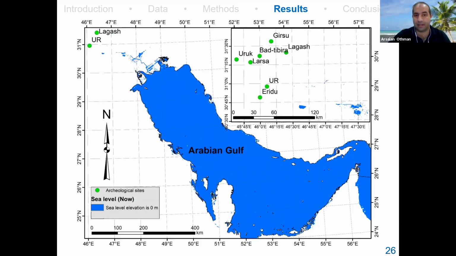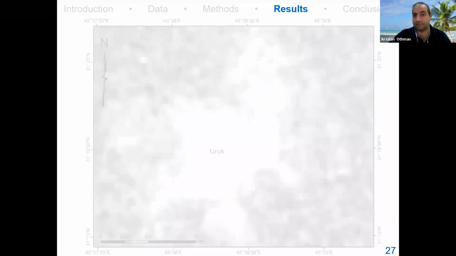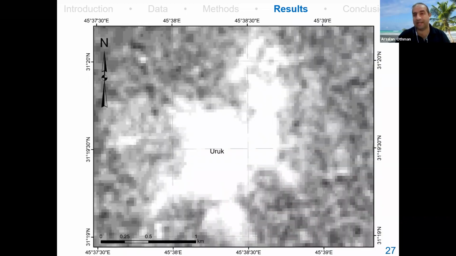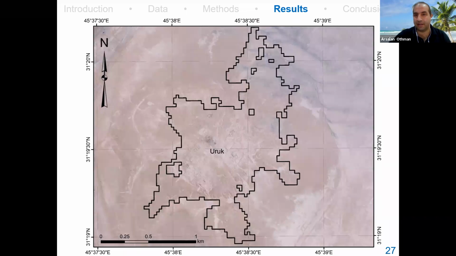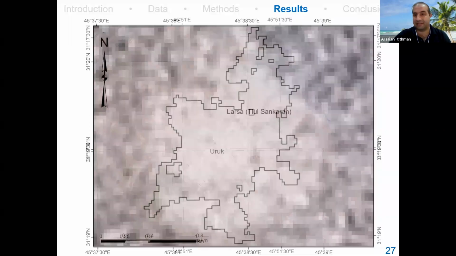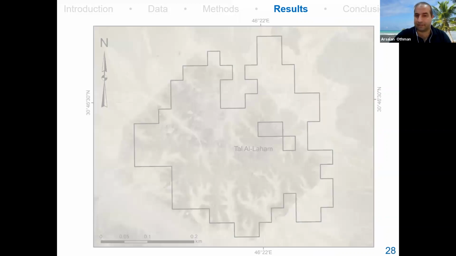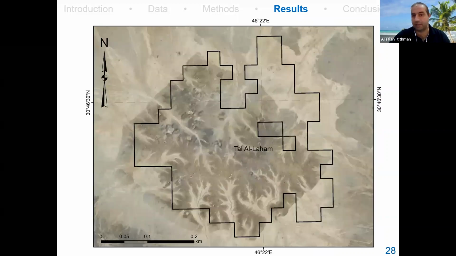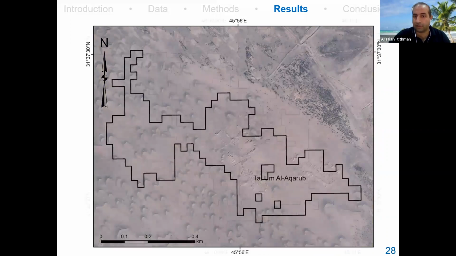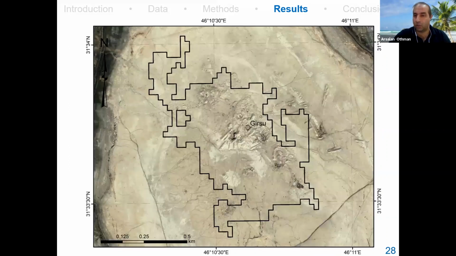For the result of the topographic positional index, it's clear to find this. The city is like a moon, with white color. Here's Uruk, and here it is exactly detected by the TPI. Here is Larsa, exactly detected, and also that is exactly Tal Laham, also Tal Al-Aqarib, Girsu, Tal Chokha as well, and Ur.